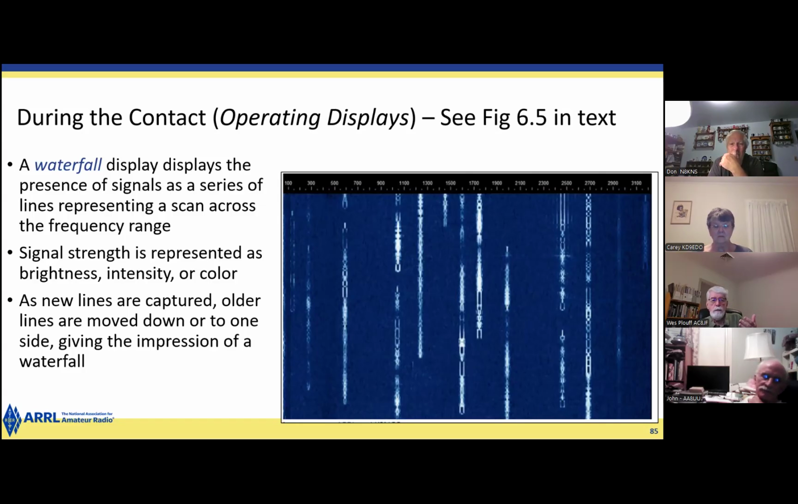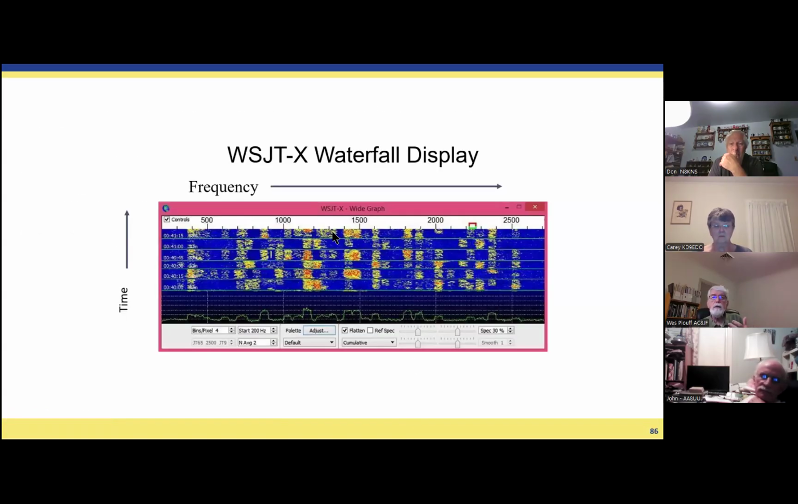I'm going to show you an FT8 display here. This is what you see on WSJT-X. You'll see that it's a little bit different, but what you're seeing here is strong signals. You can see some of these are red, like right in the middle of the display, which indicates that they're fairly strong. The ones that are yellow are weaker, and you can see some that look like ghost impressions.